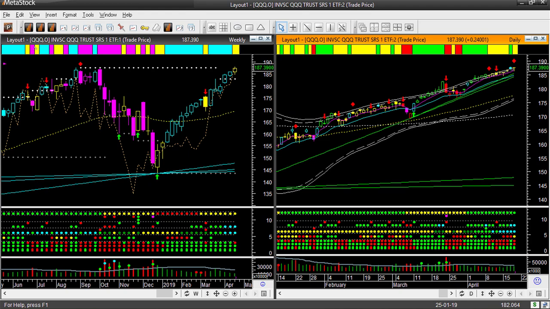NASDAQ 100 ETF, QQQ. In the weekly chart, price went up. We can see that from the activity bar being in green color. Still, the backdrop candle color changed from bullish cyan color to neutral yellow color. It is very close to the watermark resistance line that was created by an earlier bearish headwind signal. That bearish headwind could lead to a significant price drop.